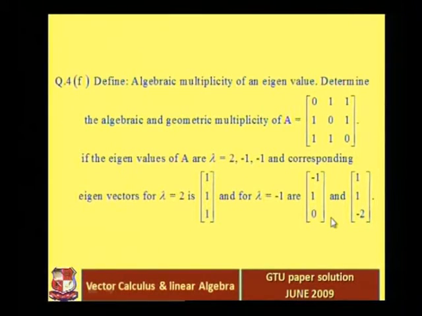Now for 2, the algebraic multiplicity of 2 is 1, because as an eigenvalue 2 is considered only one time. So the algebraic multiplicity of 2 is 1, and the geometric multiplicity of 2 is also 1, because corresponding to 2 we get only one eigenvector. So that is how we solve this question paper up to question number 4. Thank you.